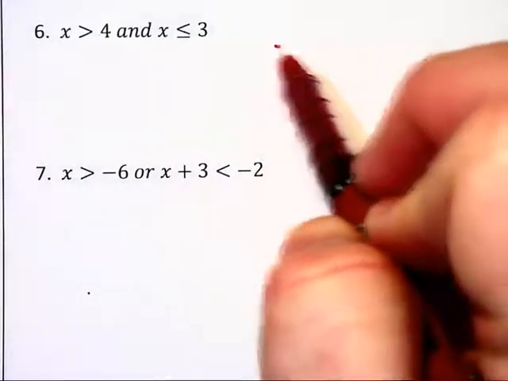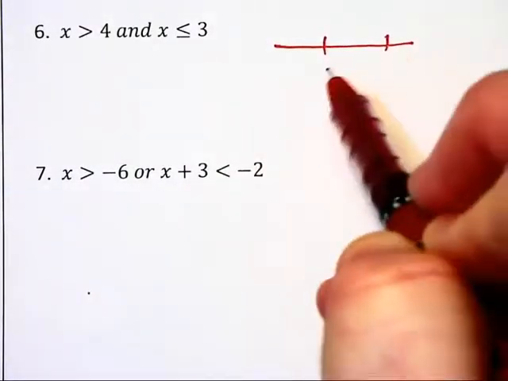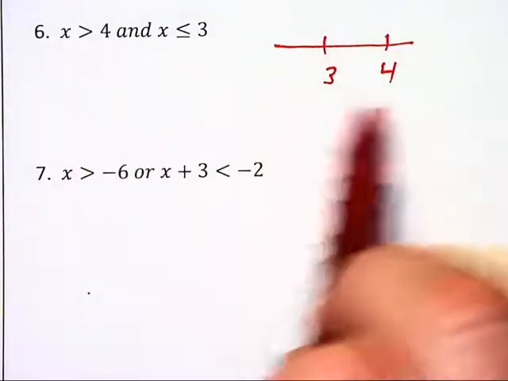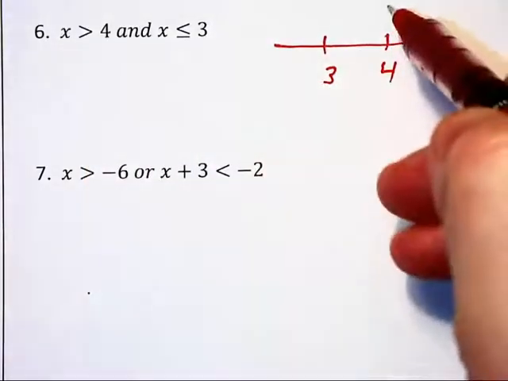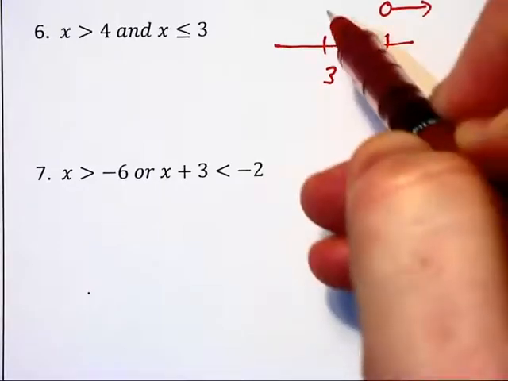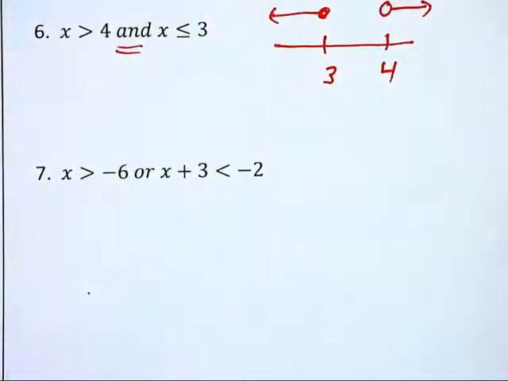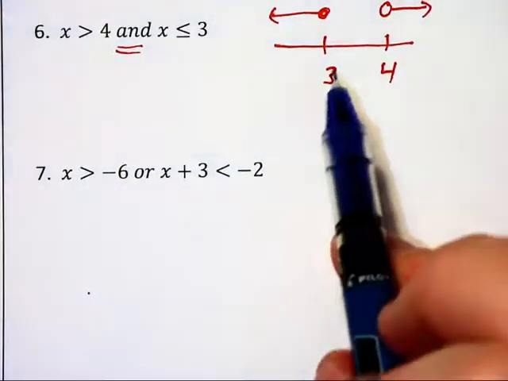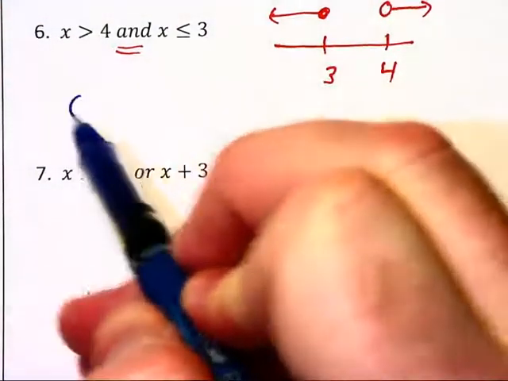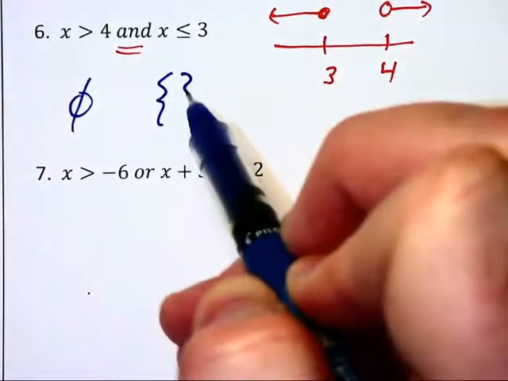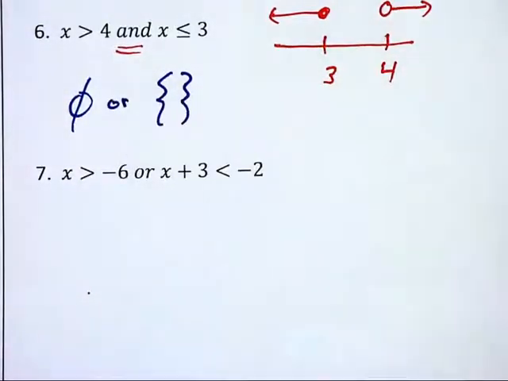Another pattern, 3 and 4 are the key numbers. Even though 4 was listed first, I need to make them in numerical order here. Greater than 4, less than or equal to 3, and it says where do they overlap? What's their intersection? The answer there is none. I either use the null set symbol or I use the empty set symbol. Your choice of whether you have a favorite one of those two.